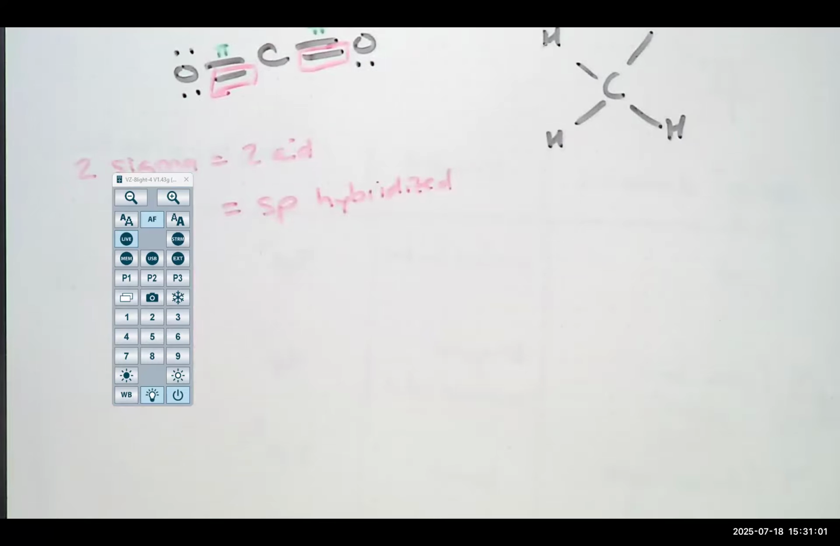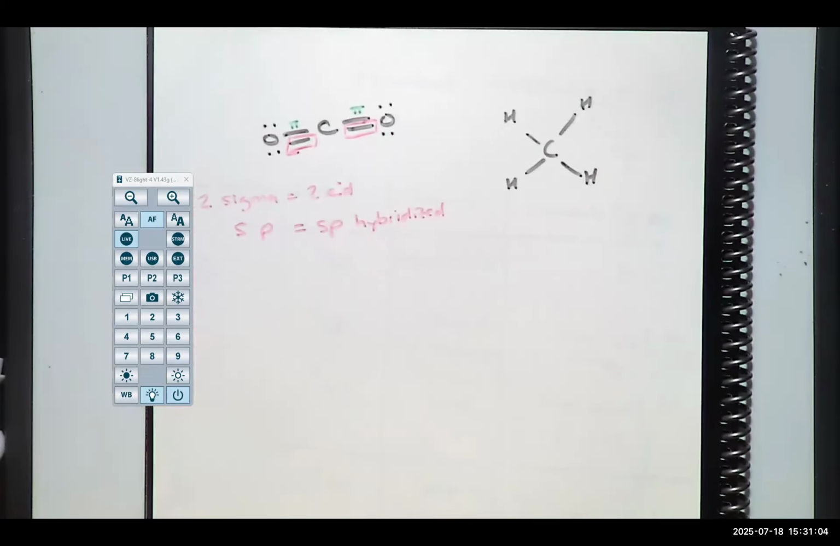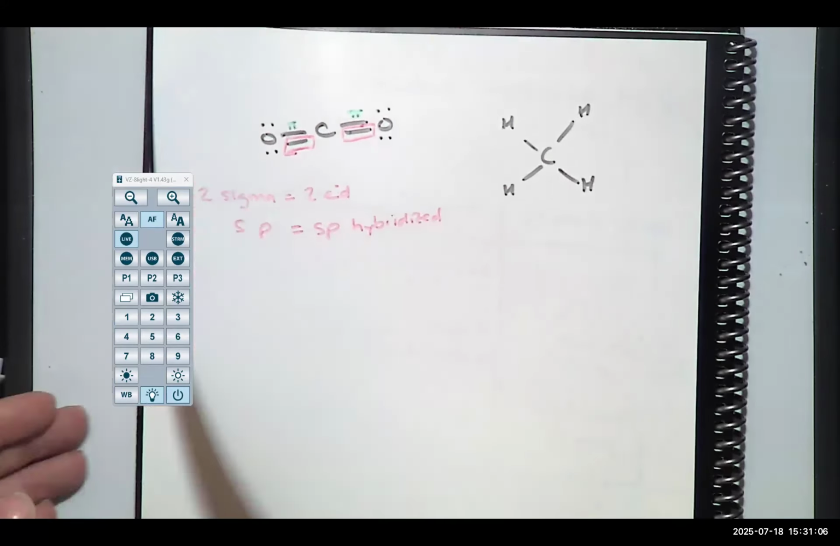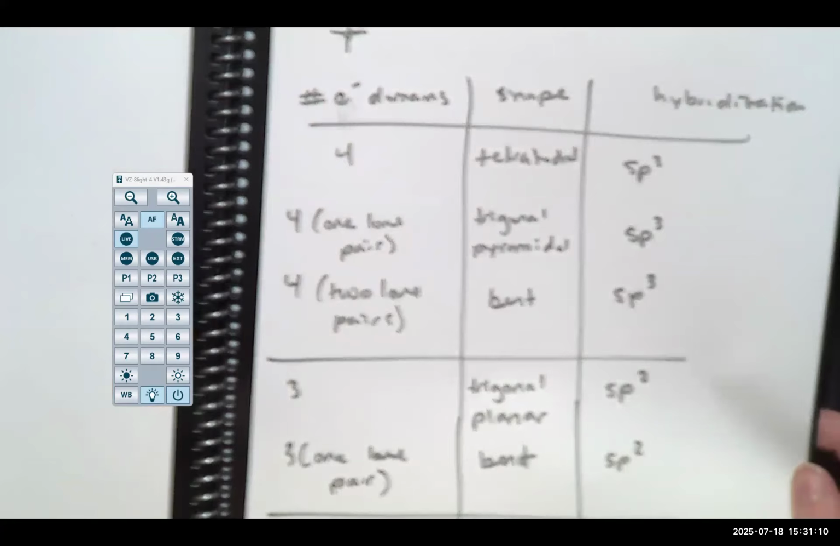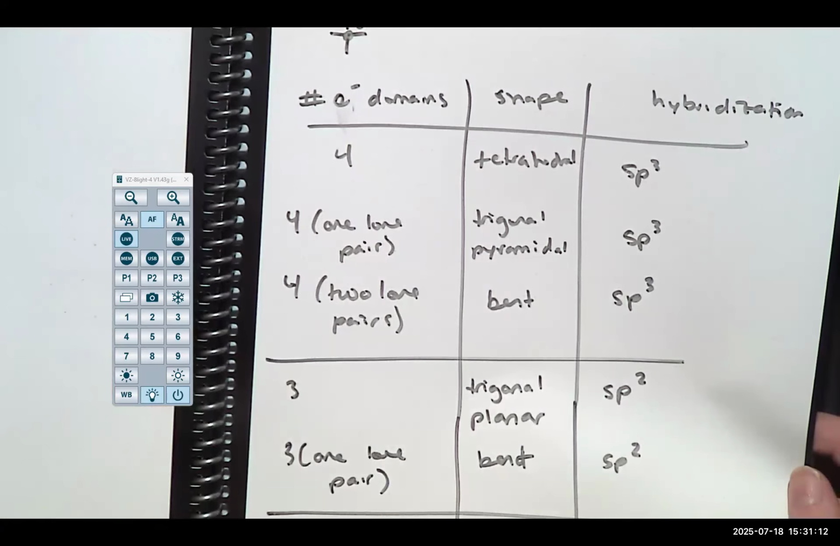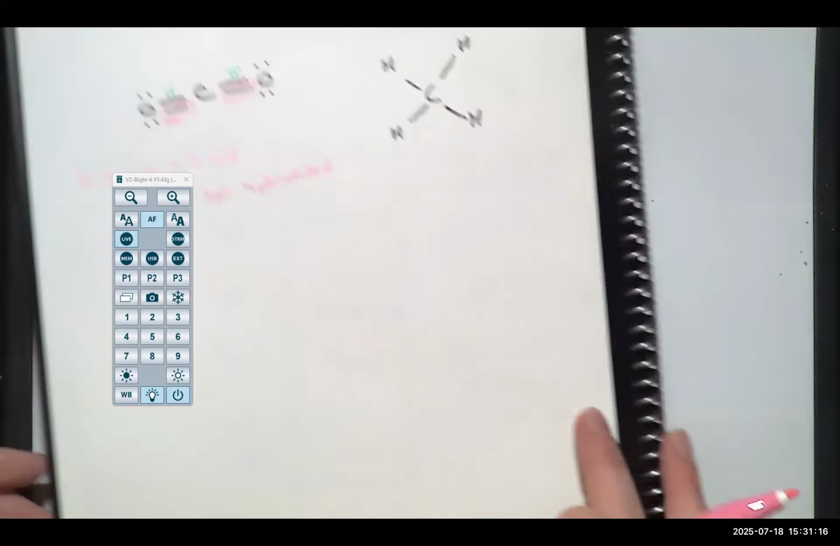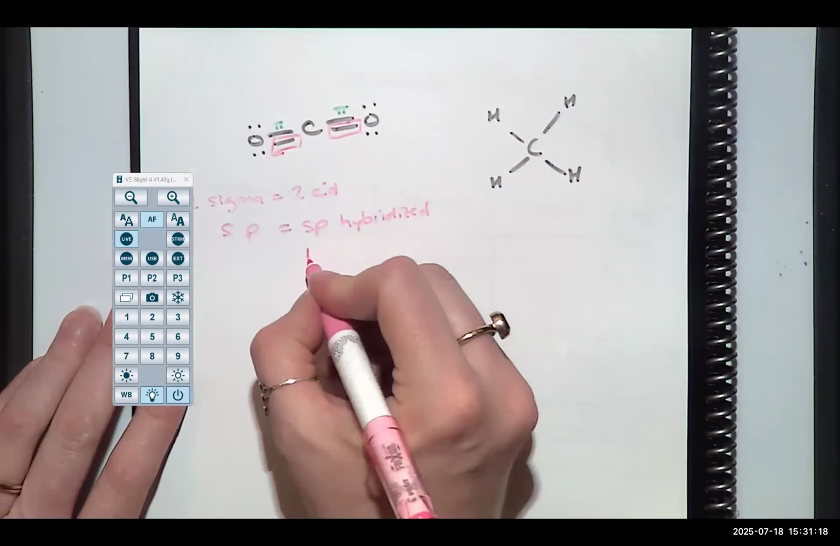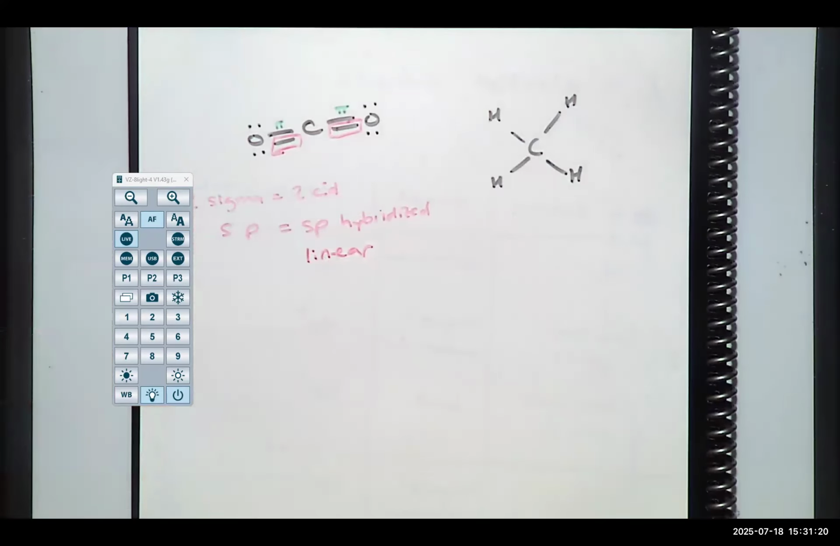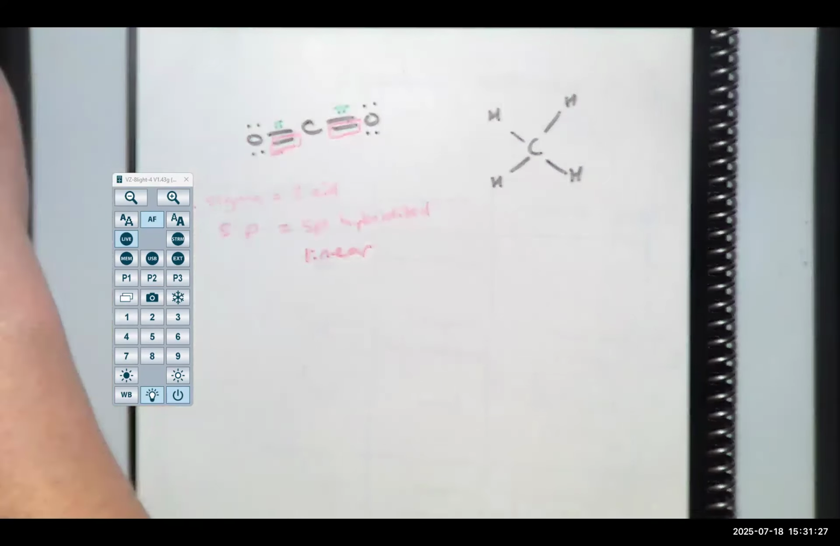Now, I made this little chart on the last one, and this is something you can do on your homework: you can flip back and look at your notes. If something has 2 electron domains, it's sp hybridized, and that is linear. So I know that this is sp hybridized, and I also know that it would be considered linear, looking only at the carbon atom. So now I can build these molecules out for you.